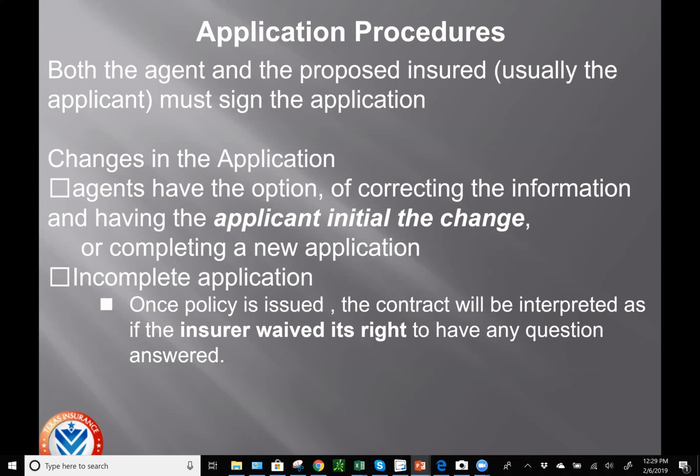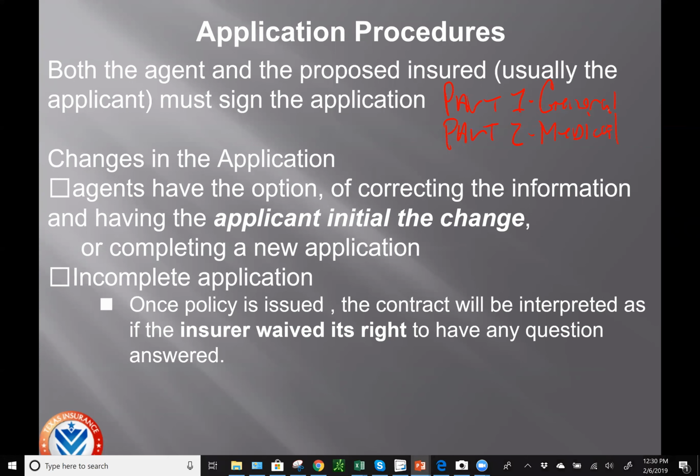There are 2 parts to an insurance application that you need to know for your test. Part 1 is general, part 2 is medical. That's all there is to it. Okay, so part 1 is what? General. And then part 2 is medical information. That's really all you need to know about that.